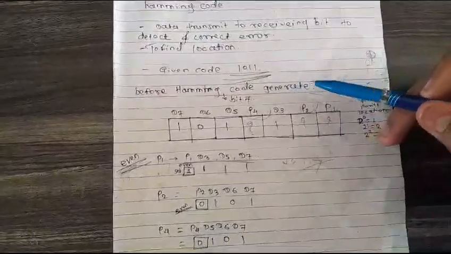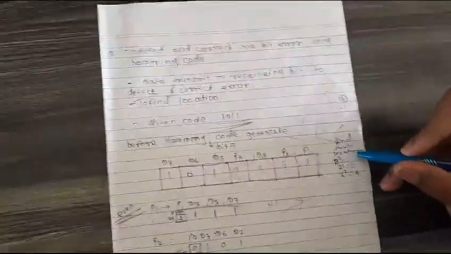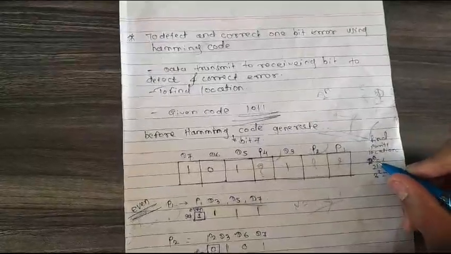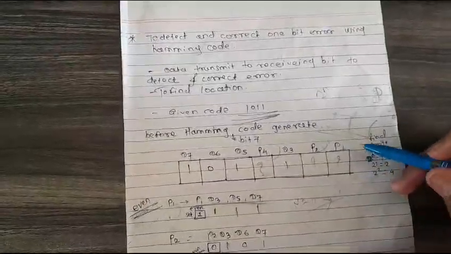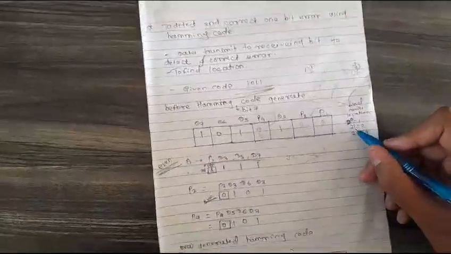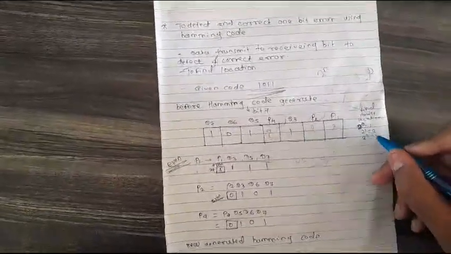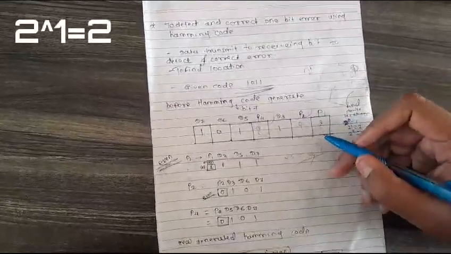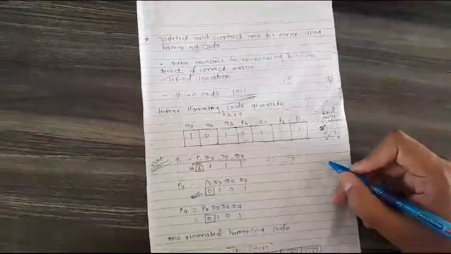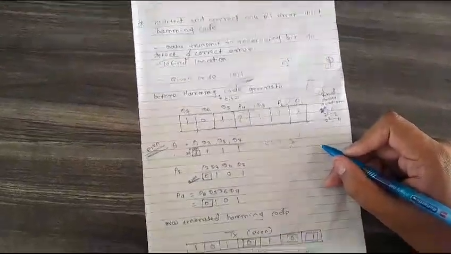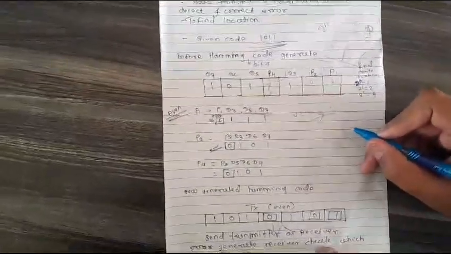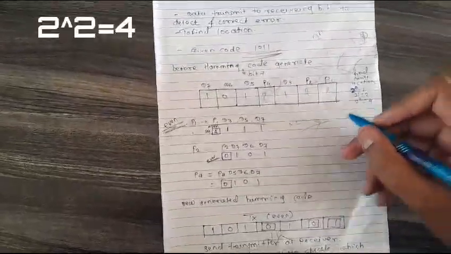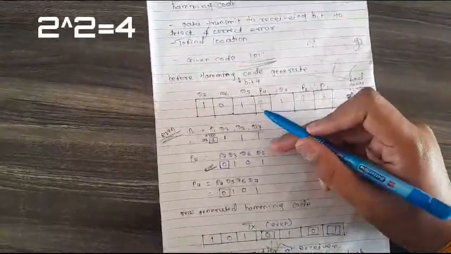To generate the Hamming code, first we find the parity locations. To find the location of parity 1, we use the formula 2 raised to 0, which gives 1. So parity 1 will be on the first block. For parity 2, we use 2 raised to 1, which gives 2, so parity 2 will be located on block 2. At last we find parity 4: 2 raised to 2 gives 4, so parity 4 will be located at block 4.